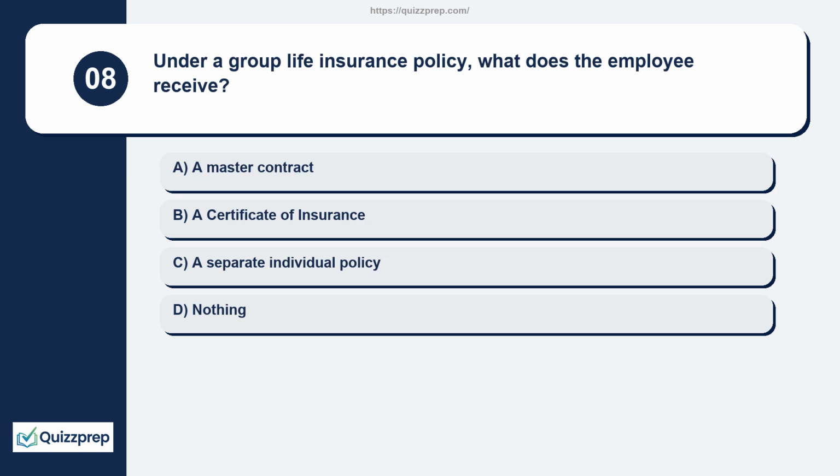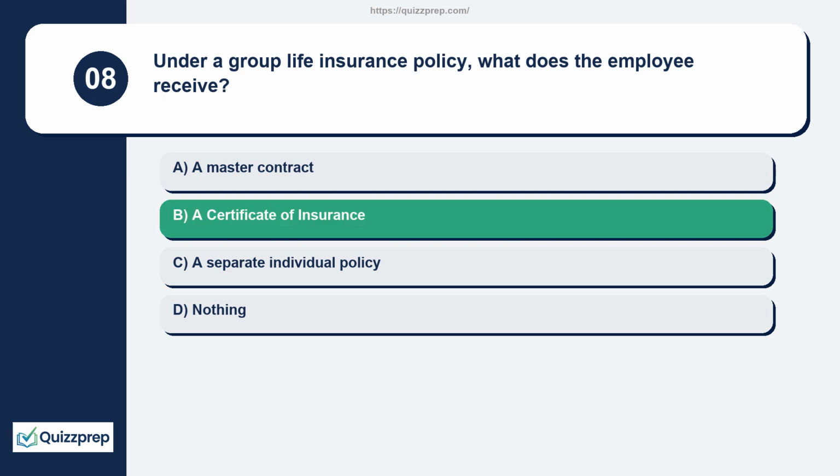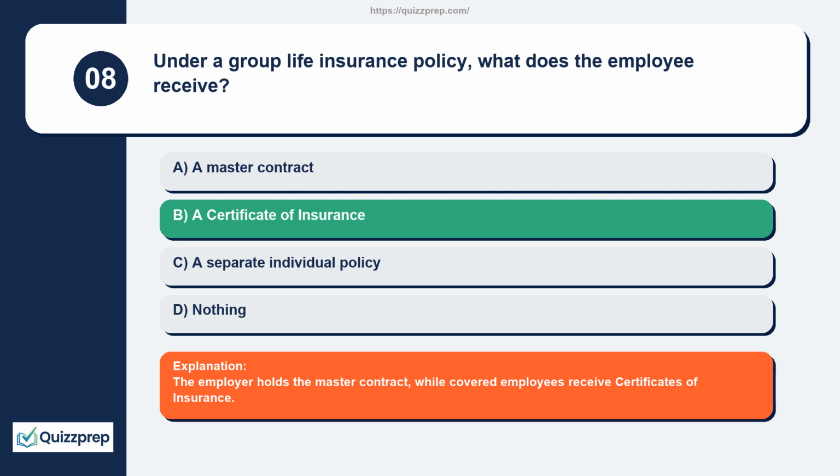Question 8. Under a group life insurance policy, what does the employee receive? A master contract, a certificate of insurance, a separate individual policy. Nothing. The employer holds the master contract, while covered employees receive certificates of insurance.